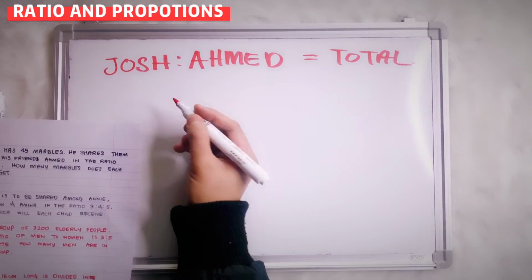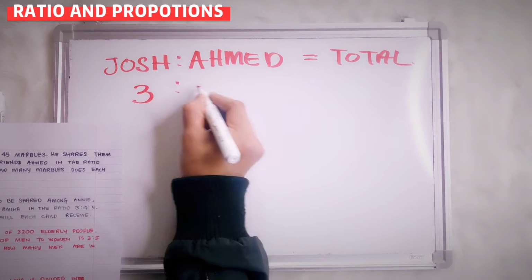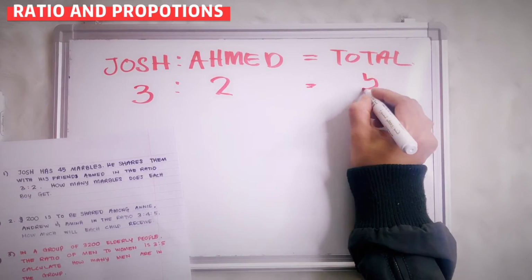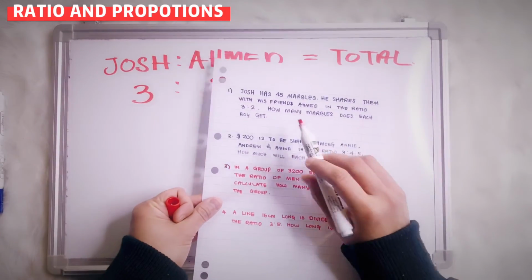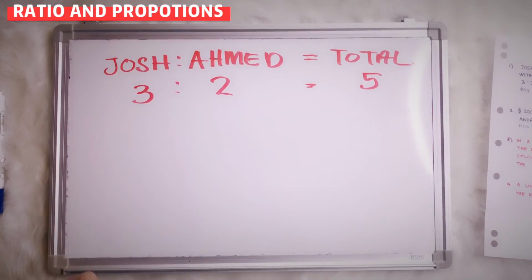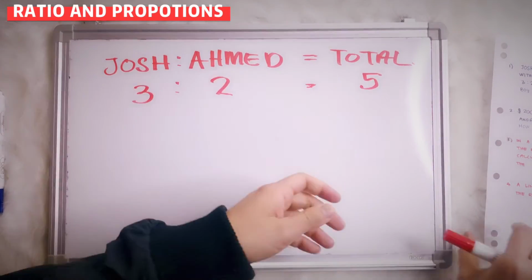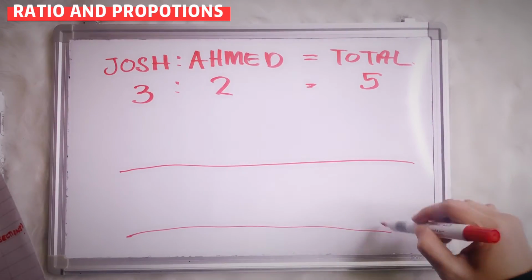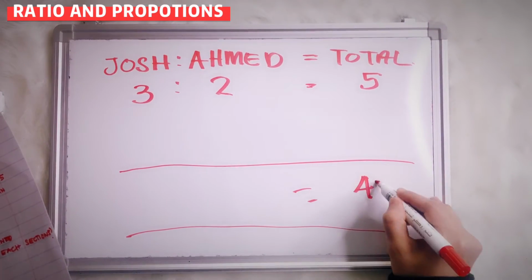So we know here 3:2, so the total here will be 5. Now, how many marbles does each boy get? Easy. So now George has 45 marbles, so that means the total here is 45.